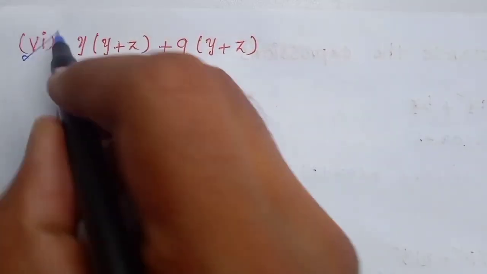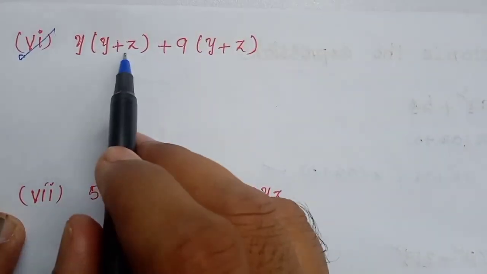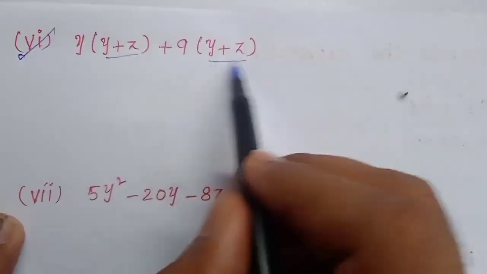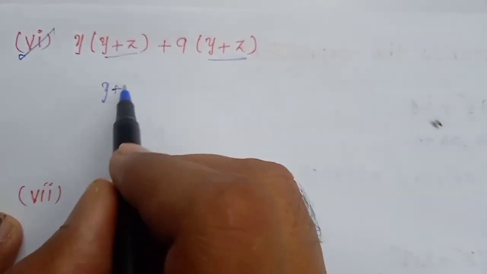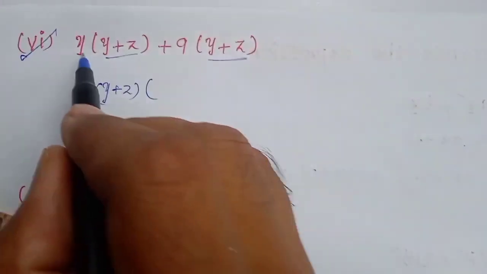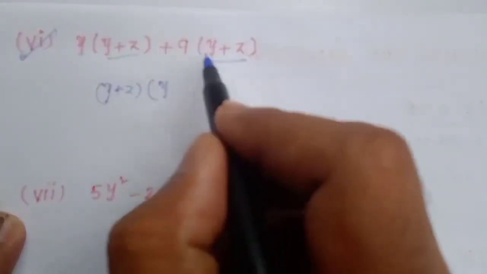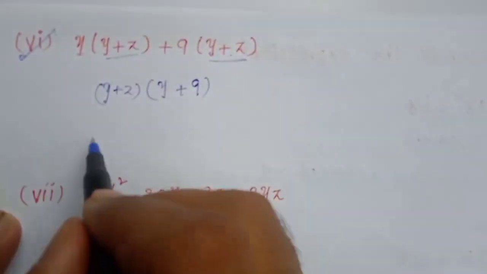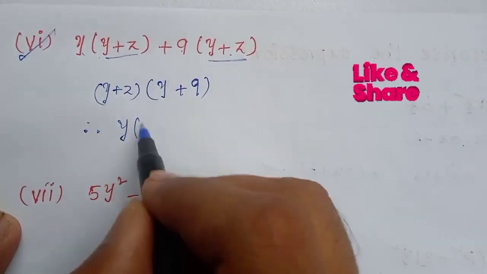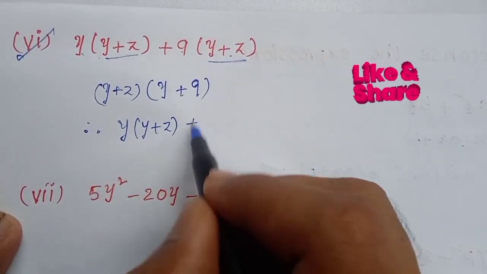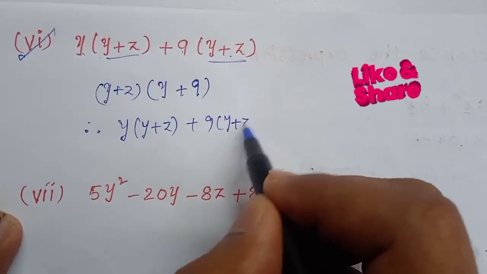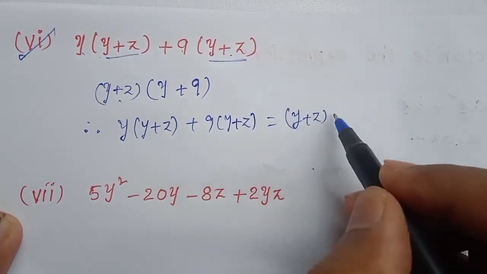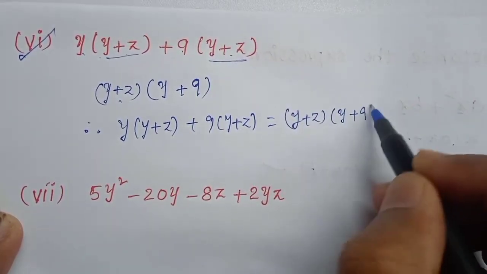Now see the question number 6 here. y into y plus z plus 9 into y plus z. Clearly here we can take y plus z as common. Taking y plus z as common, then you get here y and here out of y plus z you have 9. So therefore this can be written as y into y plus z plus 9 into y plus z is equal to what? The factorization is y plus z into y plus 9.